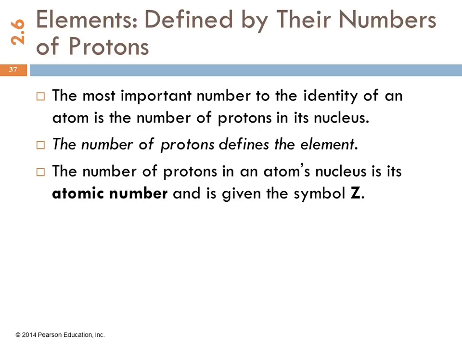So the number of protons is really important. That's what gives an atom its identity as belonging to a particular element. The number of protons defines the element. So we call that the atomic number. And the atomic number is given the symbol Z. I don't know why. I would have given it A, but they gave it Z. The atomic number is Z. It's the number of protons in the nucleus.